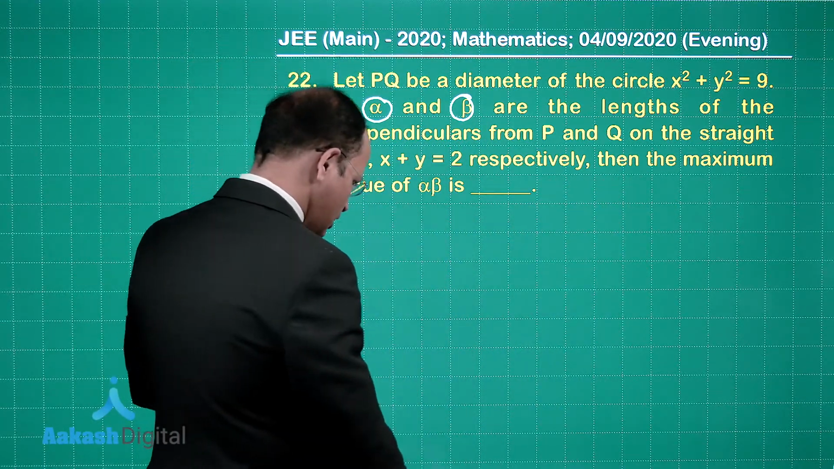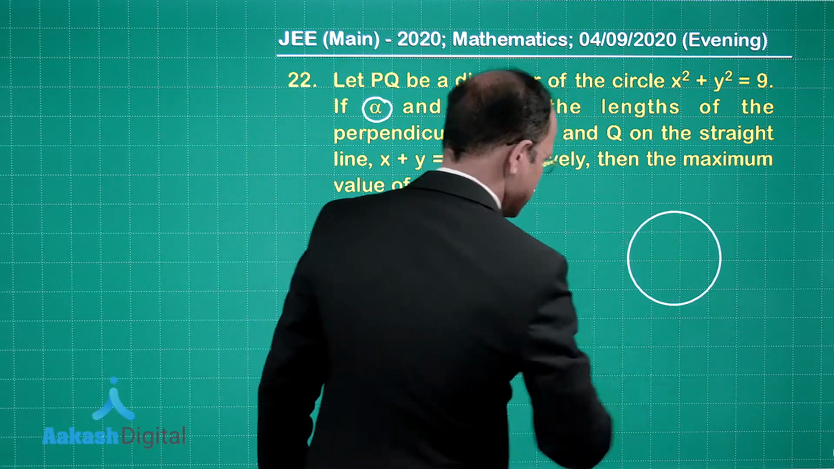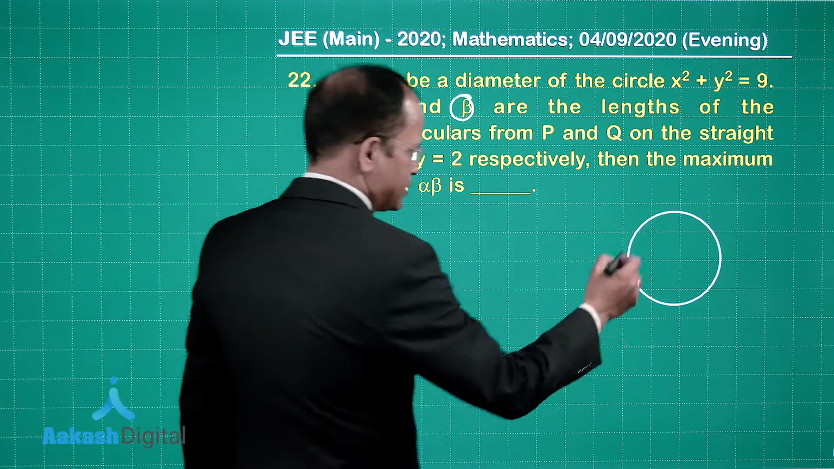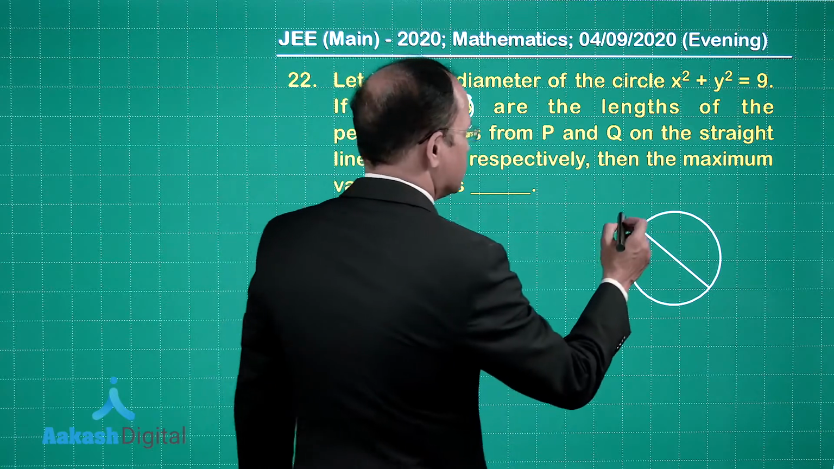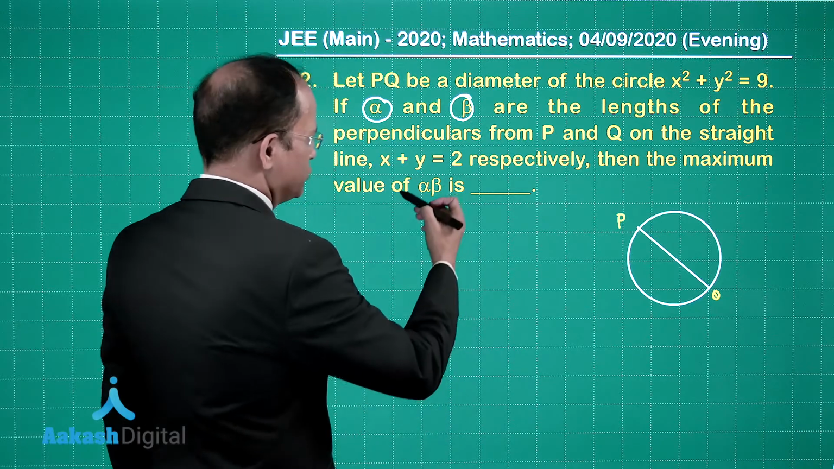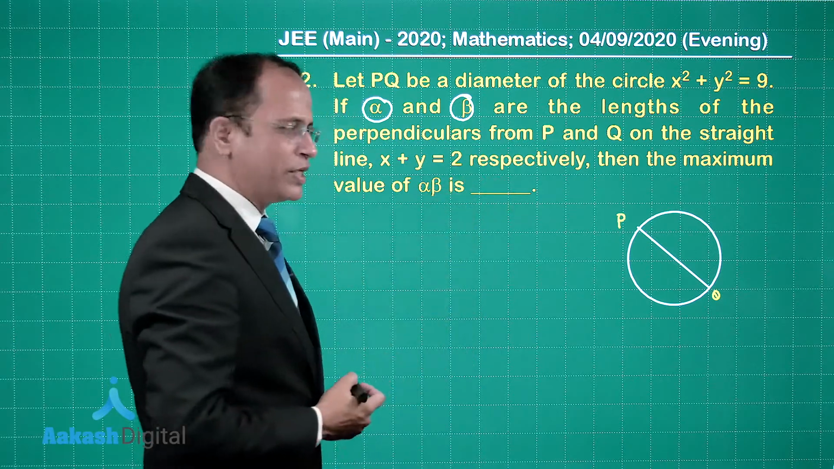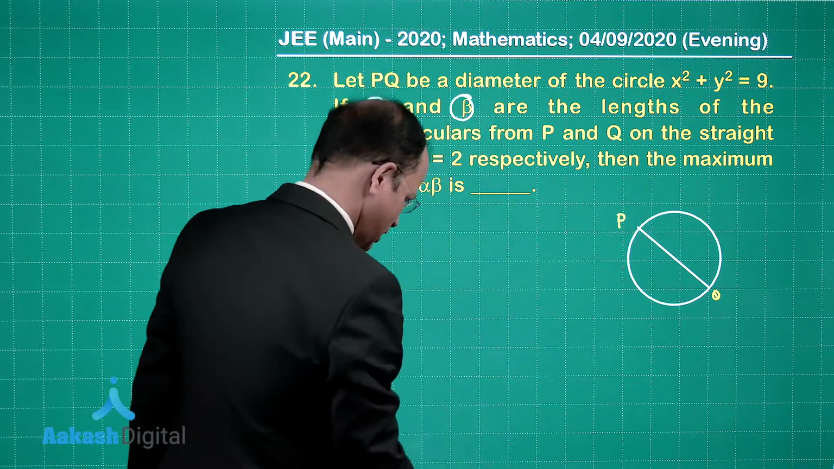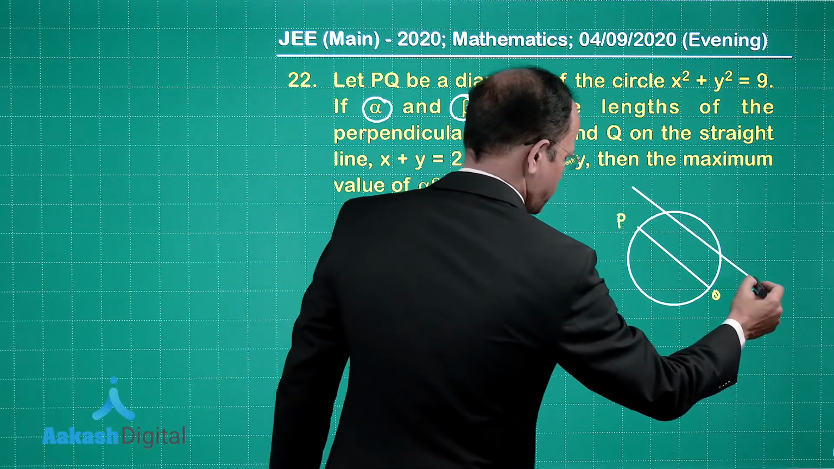Now if I talk about a circle, yes, this is going to be a circle we have. So let me take this circle, right? And if I talk about the diameter part, yes, this is the diameter I'm talking about, okay, and the end points of the diameter are P and Q. There is one more line, so we have to check the length of the perpendiculars from P and Q on this line, on the straight line x plus y is equal to 2. So it is clearly visible that x plus y is equal to 2 will intersect this circle. So basically the line will be something like this we have here. This is the line we are talking about, right?